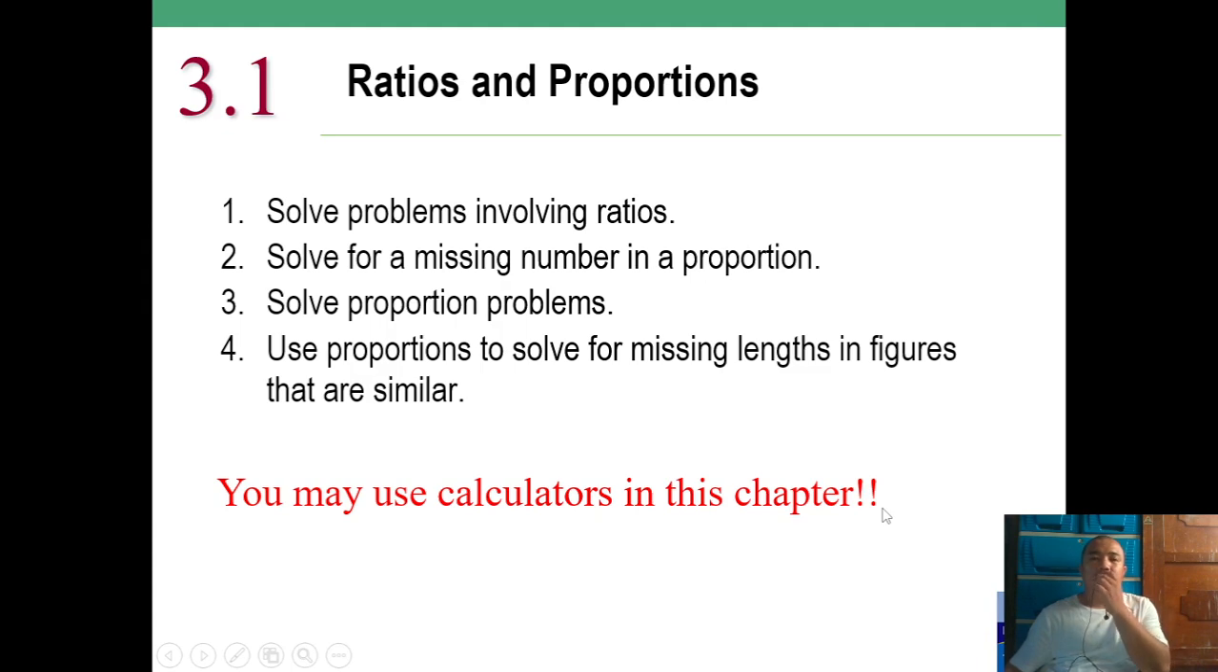Hello, grade 9 students. We have already discussed ratio and proportion in our previous lesson. Today, let us try to solve problems involving ratio and proportion.